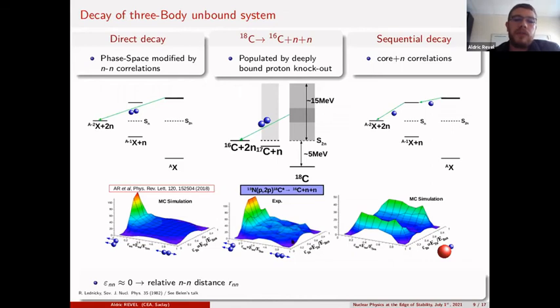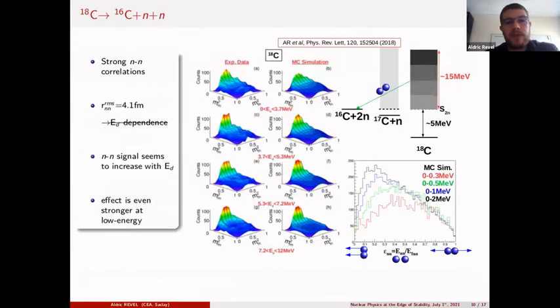We observe a very strong signal at low epsilon NN, which is a signature of the emission of two very correlated neutrons. And we don't see any signature from sequential decay, which somehow can be kind of surprising in a way that there should be a lot of resonances available in carbon-17 in that whole range of energy.